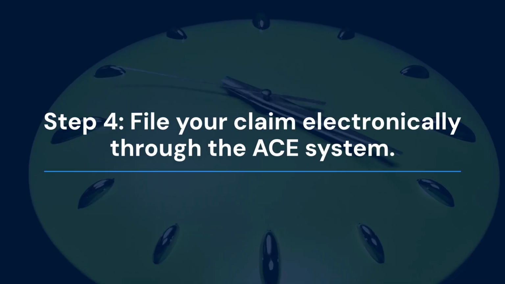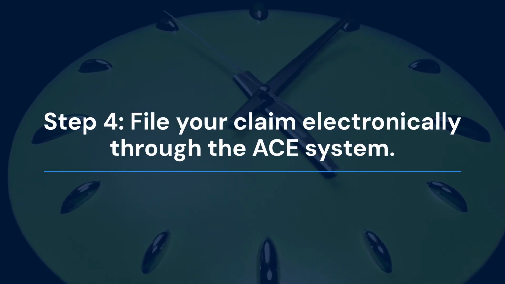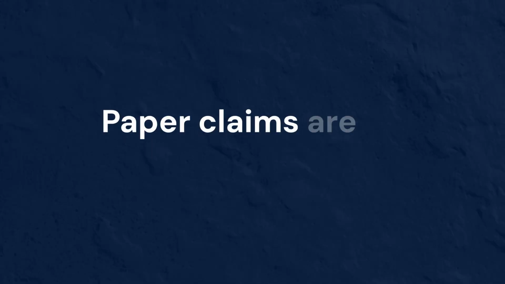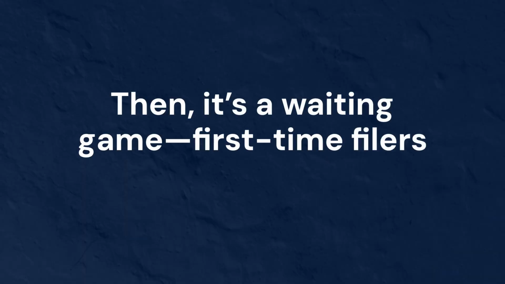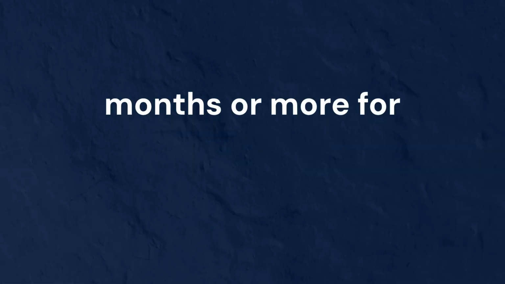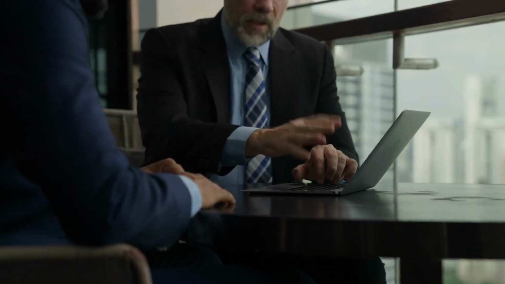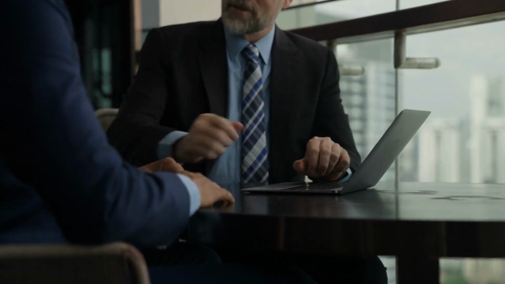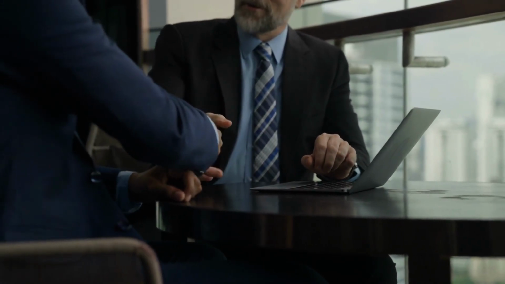Step 4. File your claim electronically through the ACE system. Paper claims are no longer accepted. Then it's a waiting game. First-time filers may wait 6 to 12 months or more for approval, though accelerated payment options can get you cash in as little as 4 weeks if you file quickly and meet the requirements.